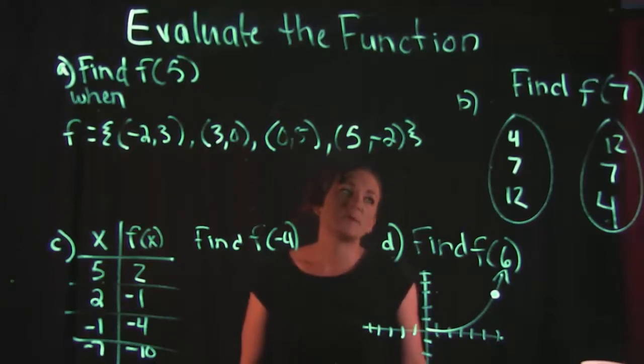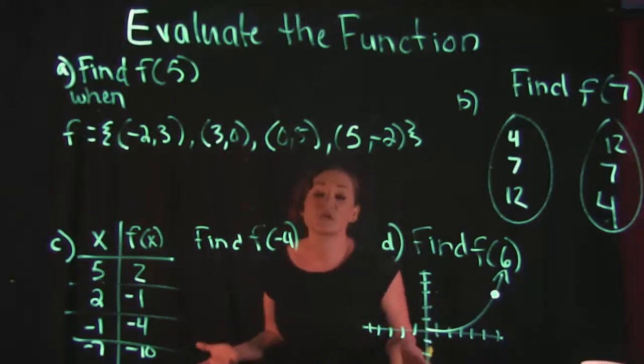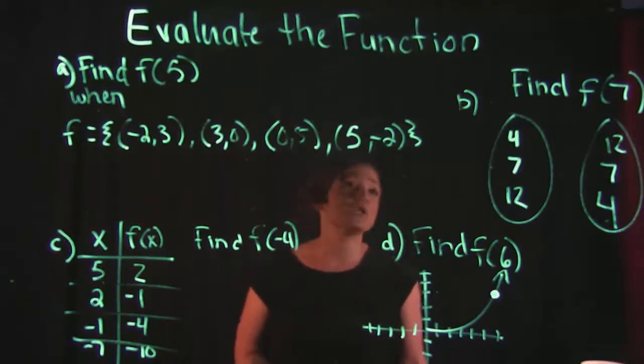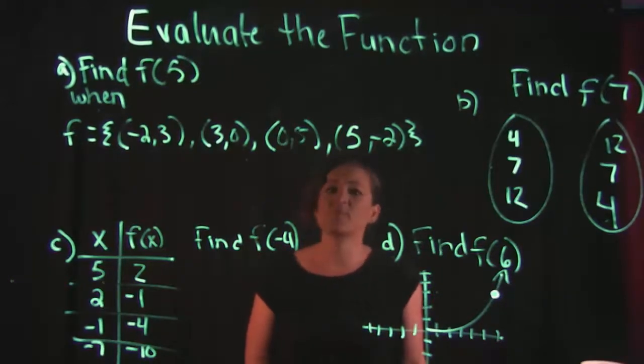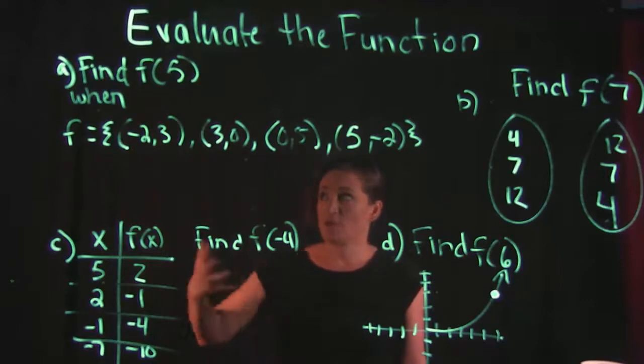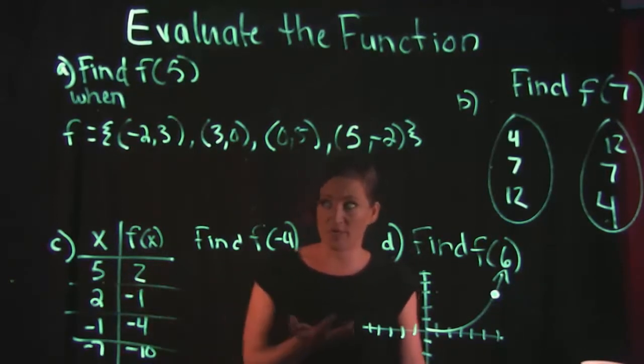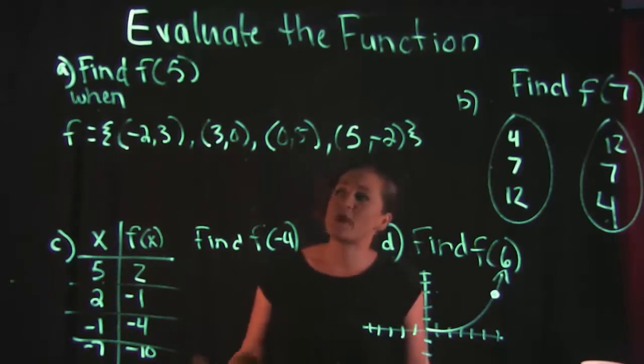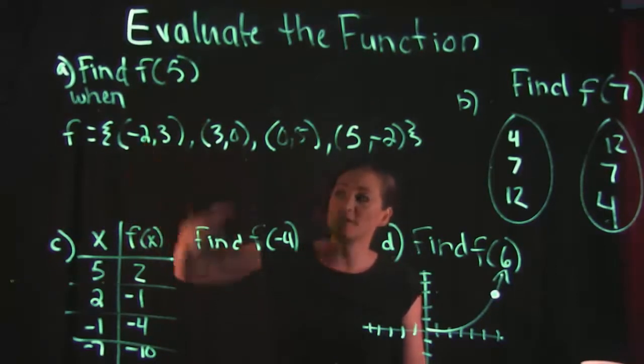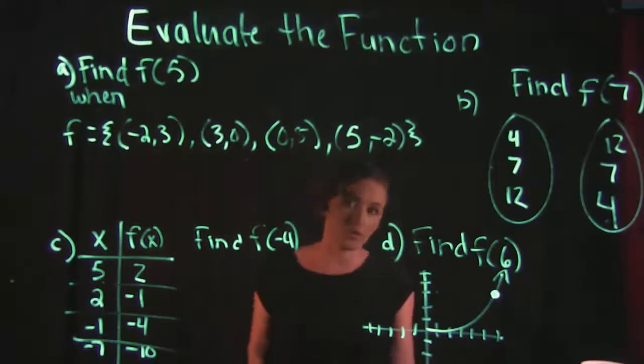Otherwise, when we're asked to evaluate the function, there are different kinds of functions that we could be looking at. Here I'm going to go over 4 different examples on how to evaluate a function. First example is evaluating a function when it's given to you in ordered pair notation. So we're asked to find f of 5 when f is equal to the following ordered pairs.